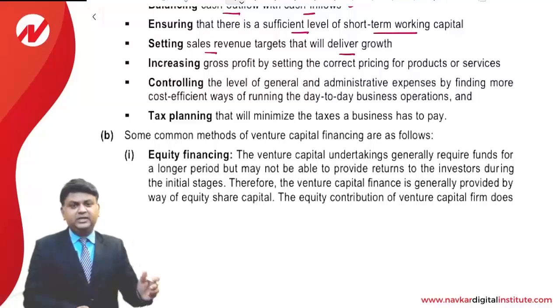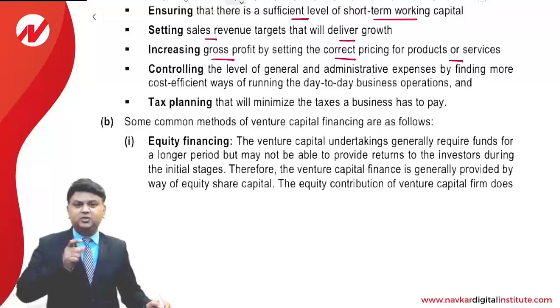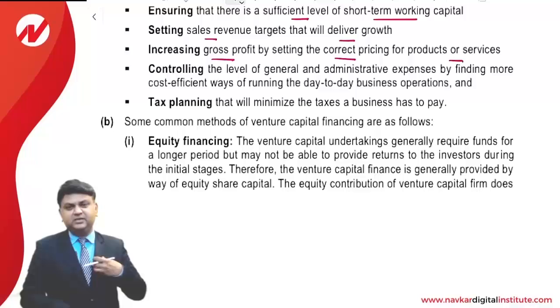Setting sales revenue targets that will deliver the growth. We should be able to get the increase in the sales. Increasing gross profit by setting the correct pricing for the products or services. So we are required to increase the gross profit by keeping the correct pricing of the product and services. We have to make sure that we keep the price which is reasonable so that the customers can afford. At the same time, we are keeping the price because of which we are also able to get the margin.